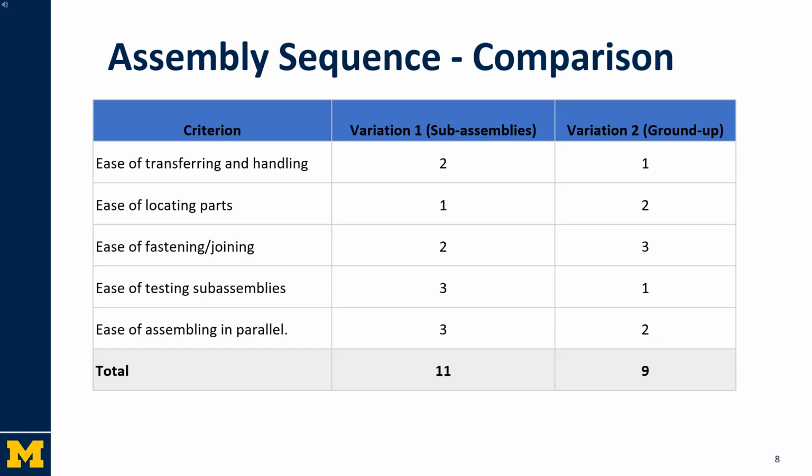Now for a comparison of the assembly sequences, the subassemblies method has advantages in transferring and handling, testing subassemblies, and assembling in parallel, while the ground up has advantages with locating parts, as well as the ease of fastening and joining when you're assembling in the z-axis. But overall, the subassemblies gets a higher score.